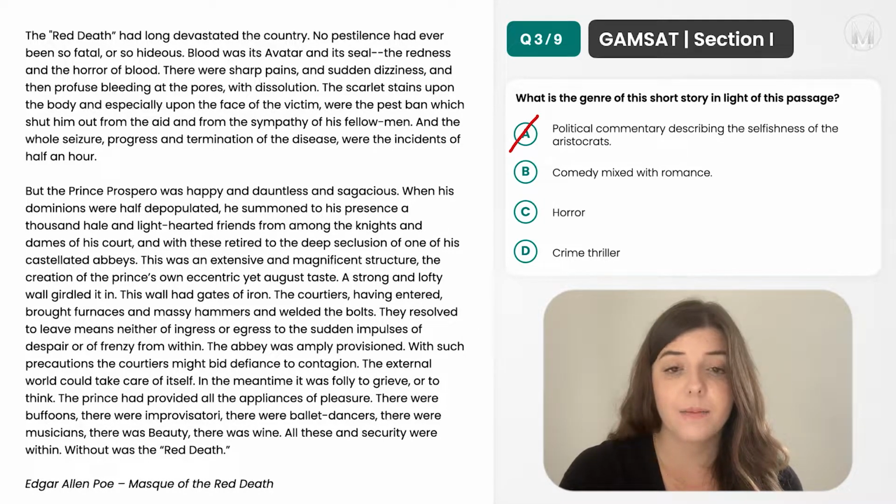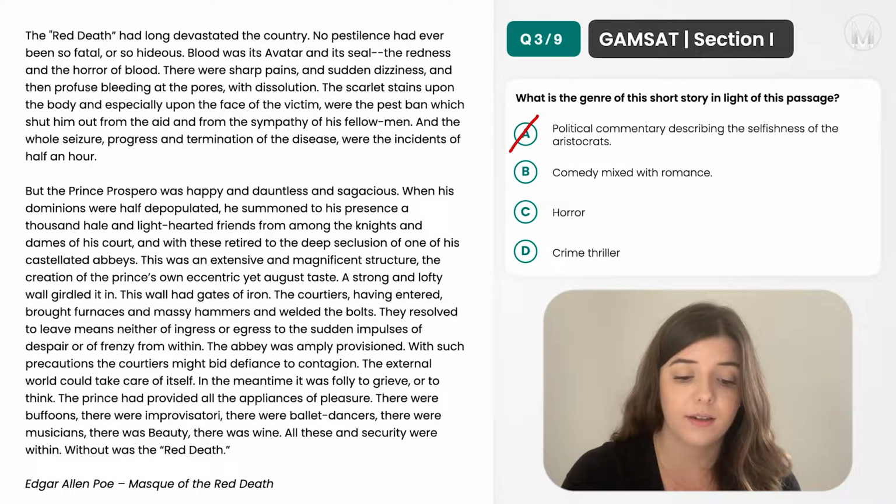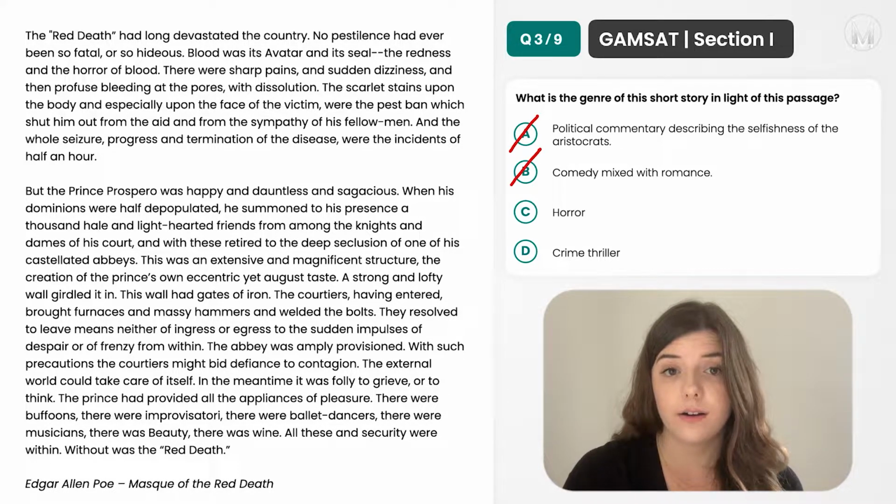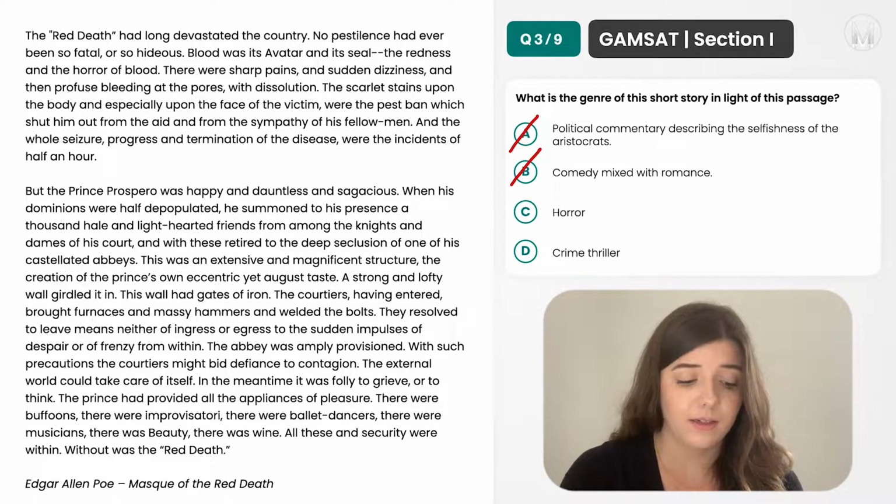Option B, comedy mixed with romance. So this is definitely wrong. There's no sense of comedy throughout, and there's also no romance within this piece. So we can rule out option B quite easily. Option C, horror. There's definitely a sense of horror throughout this, with the continuous mention of blood, death, and the sieges and the whole descriptions. It's definitely seeming like a horror.